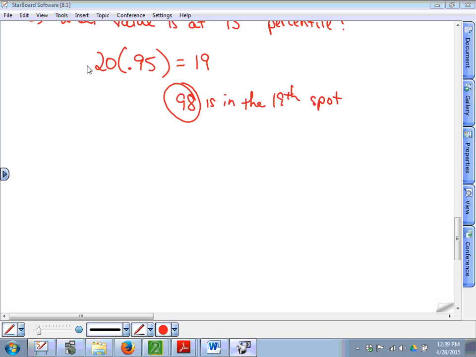Number 10, on page 9. You have to find mean, median, and mode. Well, I guess first it asks you if there's an outlier.